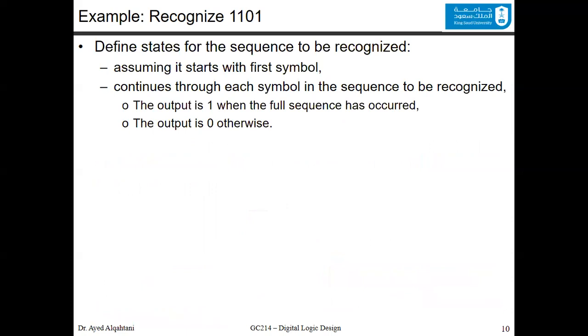So to build the state diagram for this problem, we will start finding the number of states required and building the state diagram, connecting the states using arcs and so on. So we define the state for the sequence to be recognized, assuming it starts with the first sample and then continues through each sample in the sequence to be recognized. The output is 1 only when the full sequence has occurred. In this example, it's 4 bits. And the output is 0 in any other case.